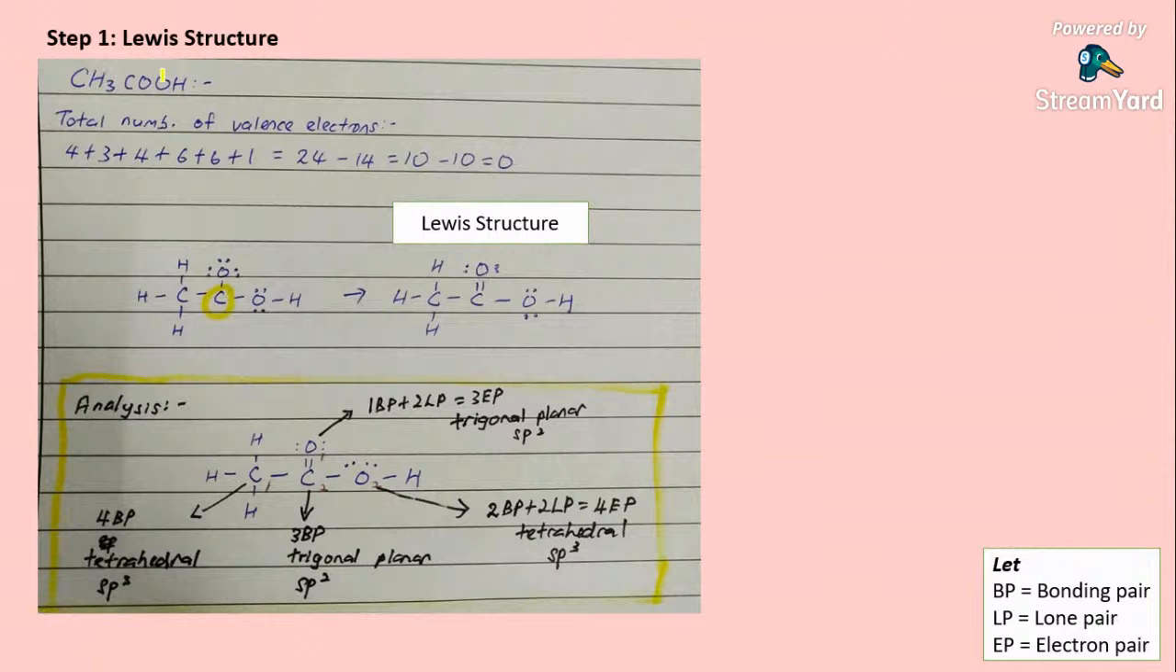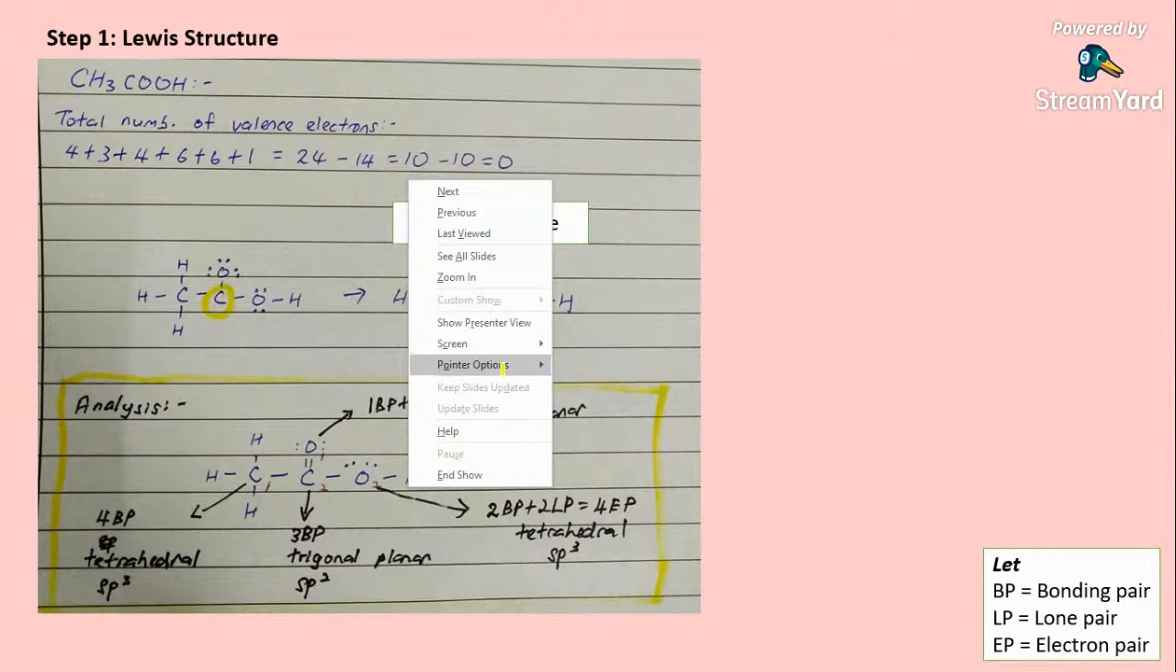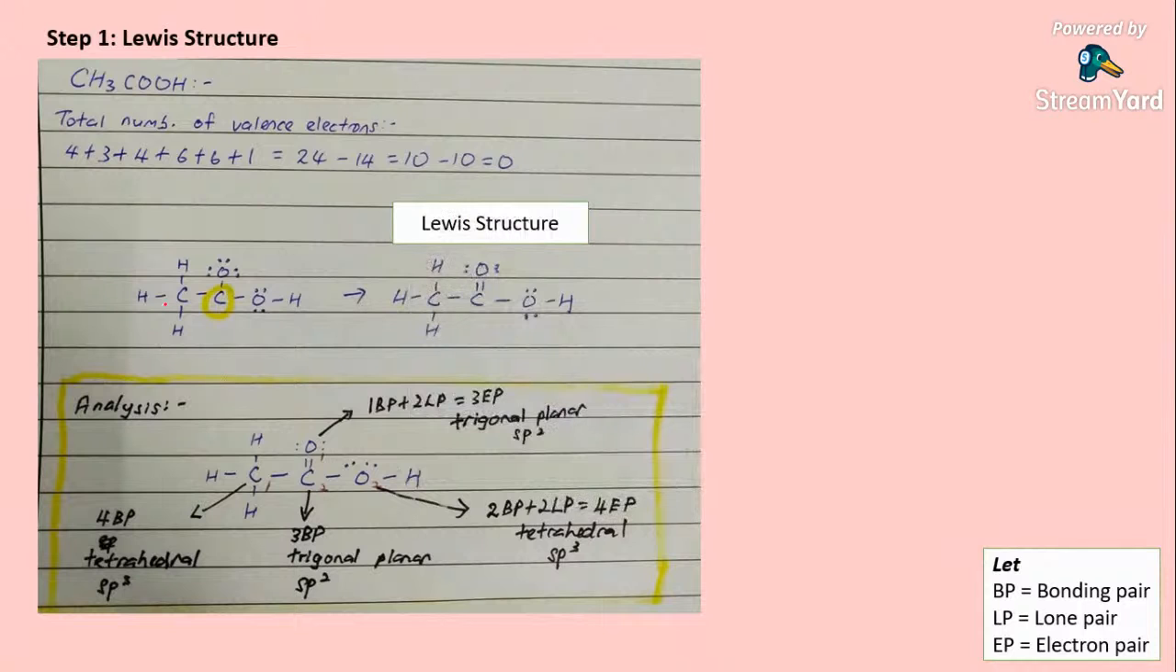If the question just gives you the formula CH3COOH, then you have to draw as usual. Calculate the total number of valence electrons. So 24 minus 14. Why 14? Because you form the bonding pairs: 1, 2, 3, 4, 5, 6, 7. Seven times 2, 14. Equal to 10. Okay, make sure the terminal atoms achieve their stable arrangement.